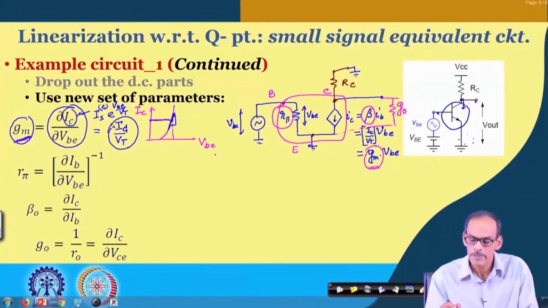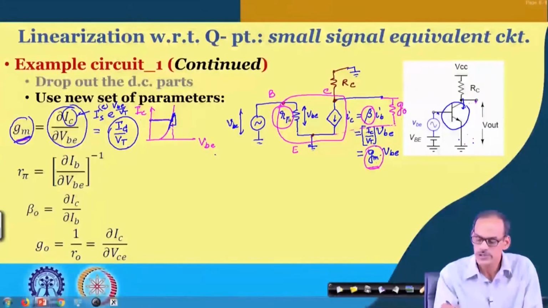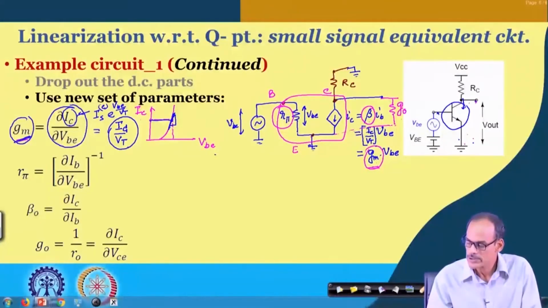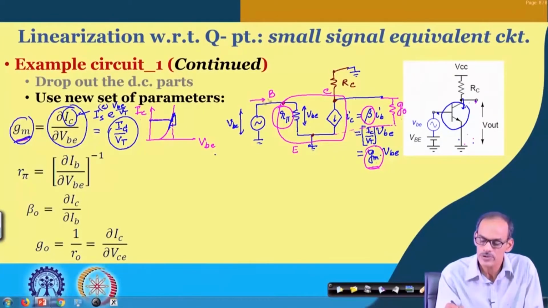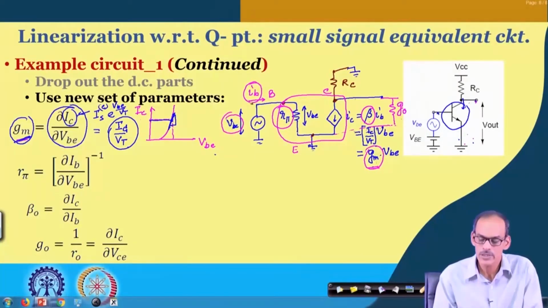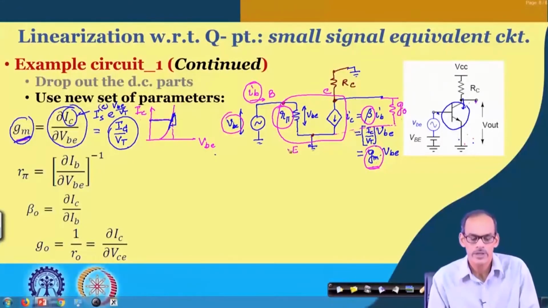On the other hand, whatever current is flowing through this circuit in the small signal equivalent circuit, if I say that this current flowing through the base terminal is say IB, then if I vary this voltage, this current is changing. So if I take the ratio of these two, we may say that it is basically the base to emitter terminal conductance.